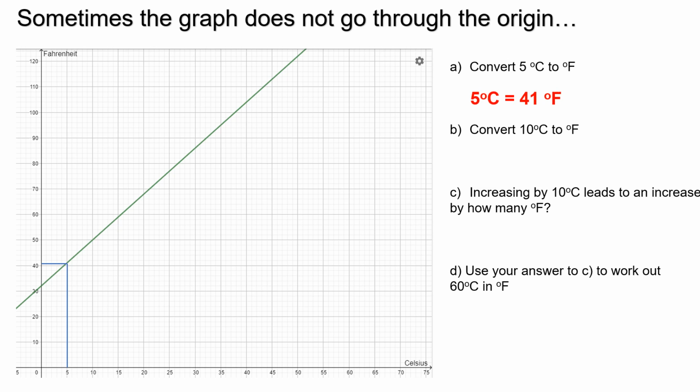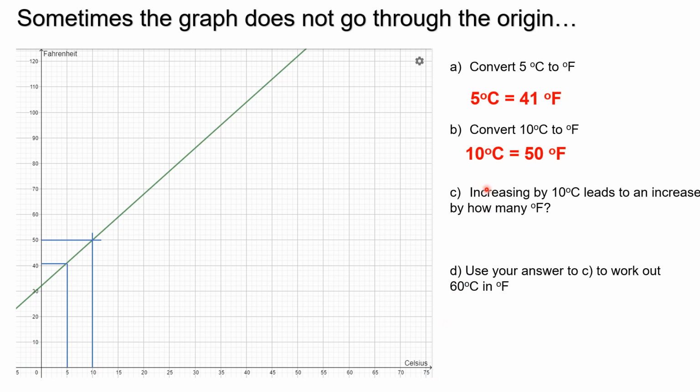To convert 10 degrees C to Fahrenheit, we simply go up from 10 degrees and then go across. Now, you might be wondering, if we're doubling the amount of Celsius, surely that will double the amount of Fahrenheit. But in fact, it doesn't. 10 degrees C is only 50 degrees Fahrenheit. So it doesn't work out the way the other examples did because the graph does not go through the origin.